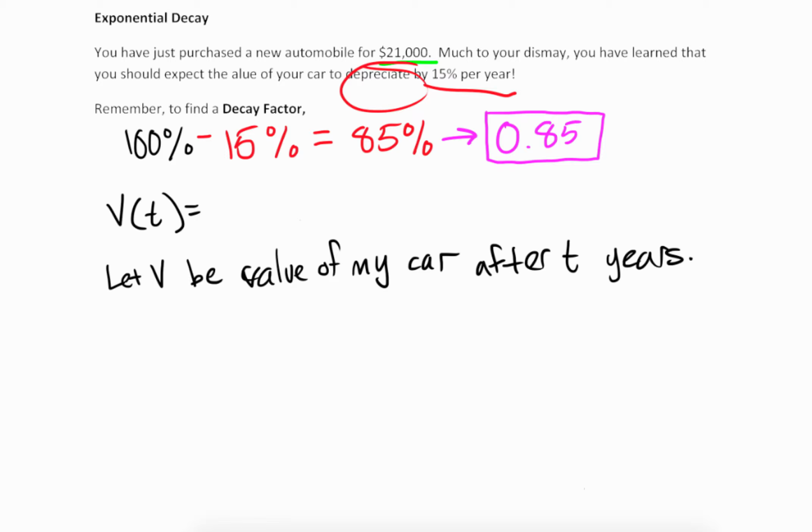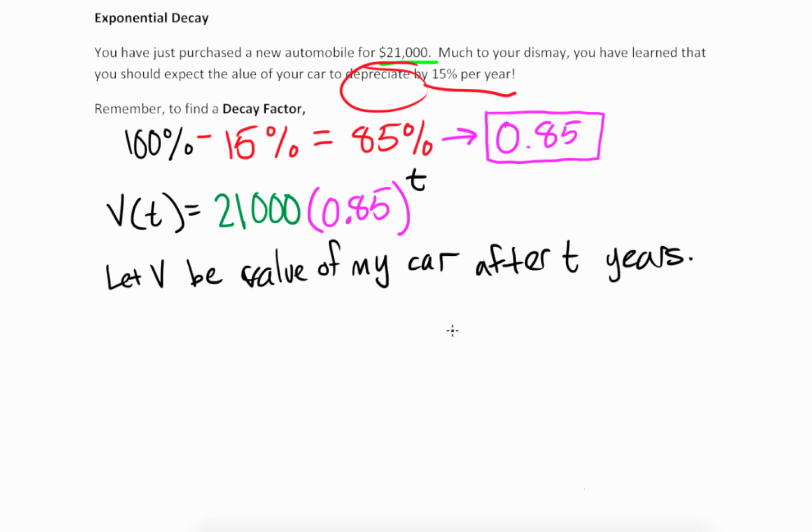So now, if you think back to that definition of an exponential function, I have a starting value. In this case, my starting value is 21,000. Now every year, I'm going to take whatever it was the previous year and multiply that by my decay factor. So I'm going to do this, and then that's going to get raised to the power of t, because for each year, that's one more decay factor that I'm going to multiply on here.